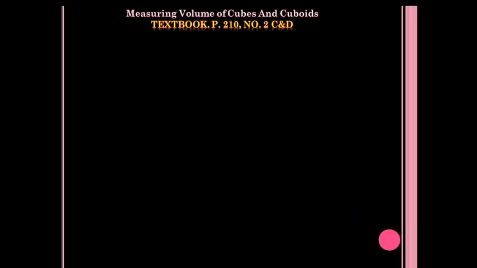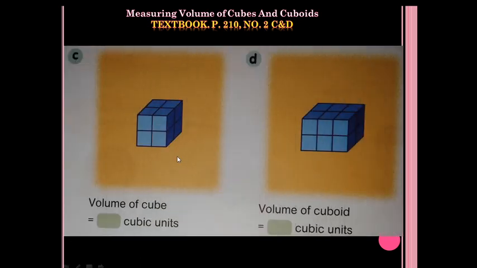Okay, open your textbook, page 210, number 2, C and D. The volume of the cube. This is the cube. It's very easy. The width is 2, the depth is 2, and the height is 2. So 2 times 2 times 2. Width, depth, and height, yes, that's true: 8 cubic units.